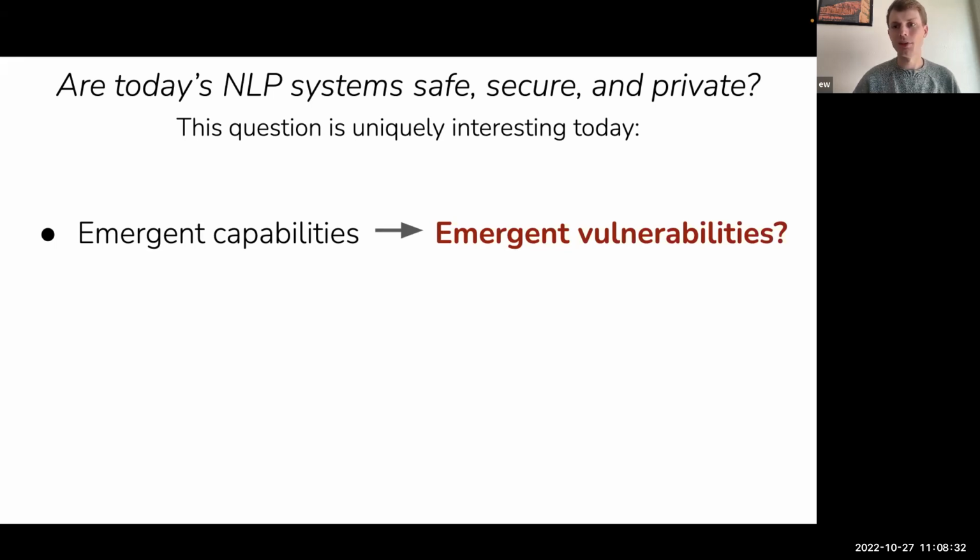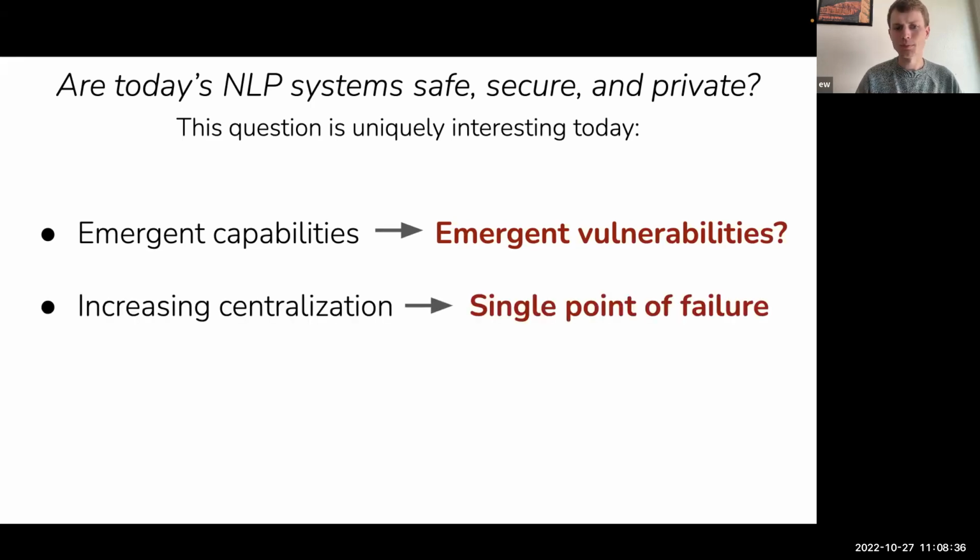Similarly, today, there's this increasing centralization of systems where, for example, so much of research and practitioner infrastructure relies on calling the OpenAI API to get results from the largest GPT-3 model. And that means if there is a failure, some sort of known vulnerability in something like GPT-3's API, that's a single point of failure for actually hundreds or potentially thousands of different systems.